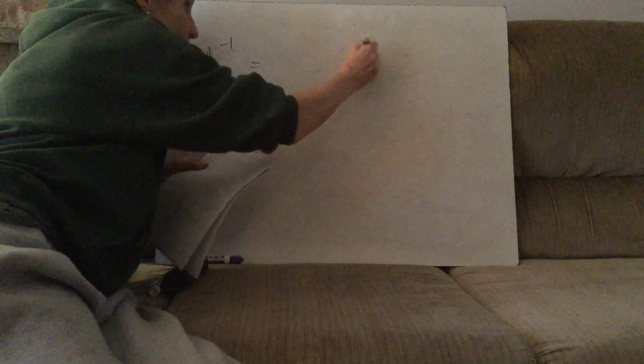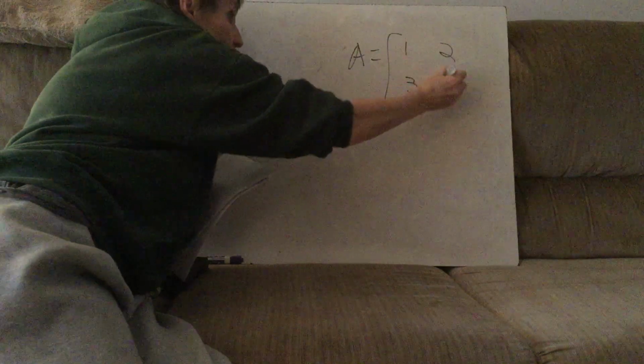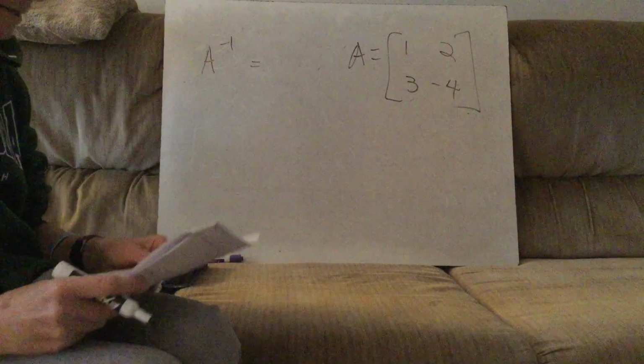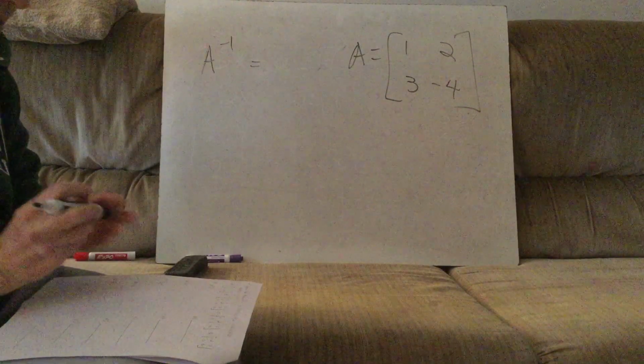The next page of the practice test is full of matrix operations. I'm not going to copy all the matrices down. They take up too much space on my little board here, but you've got them in front of you. The first one says A inverse. We want to find A inverse, and matrix A is that. So we're going to find the inverse of that matrix.